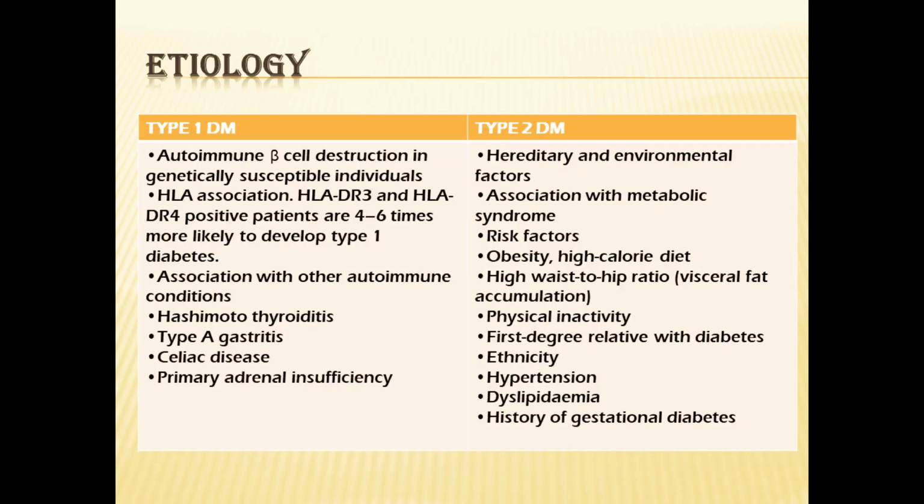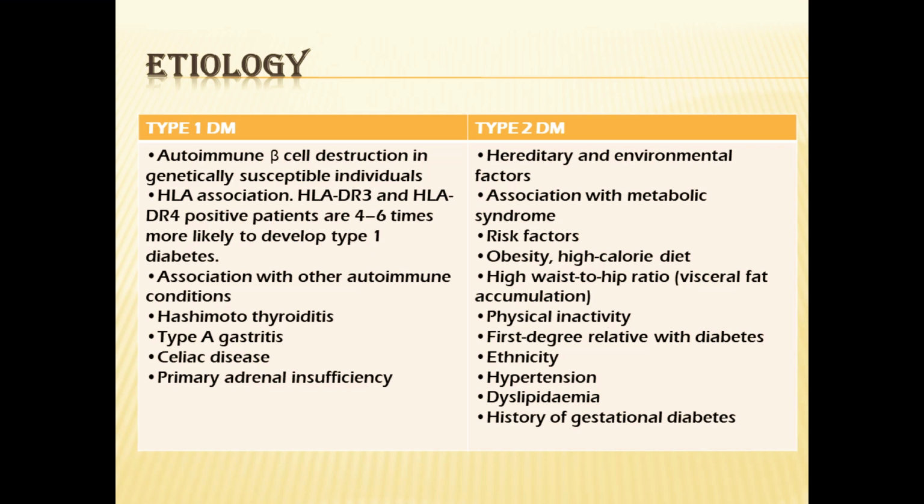Next, we're going to look at the etiology. Type 1 diabetes mellitus is caused by autoimmune beta cell destruction in genetically susceptible individuals. HLA association: HLA-DR3 and HLA-DR4 positive patients are 4 to 6 times more likely to develop type 1 diabetes. Association with other autoimmune conditions like Hashimoto's thyroiditis, type A gastritis, celiac disease, primary adrenal insufficiency.